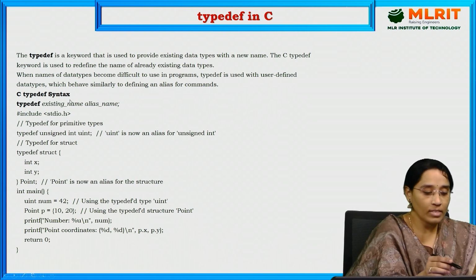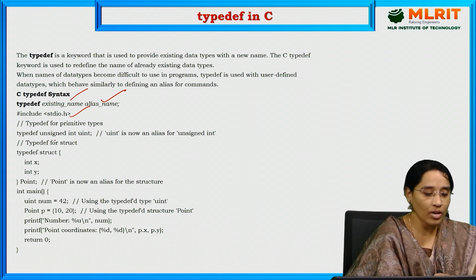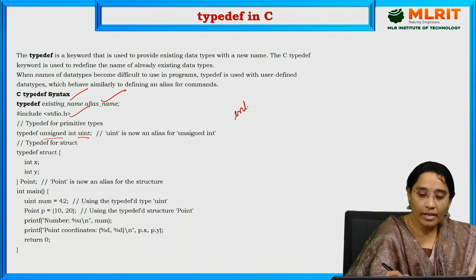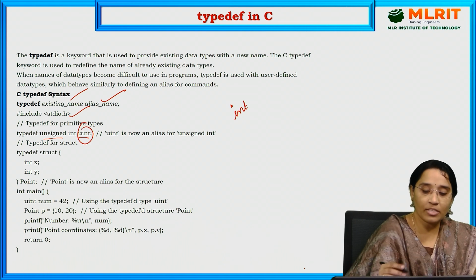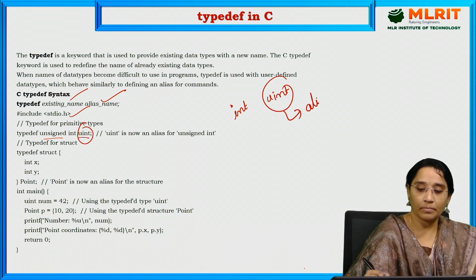Typedef. The syntax is: typedef existing name, alias name. #include <stdio.h>, typedef unsigned int uint. So the original data type was int, but we have replaced it with uint. So this is the alias name.